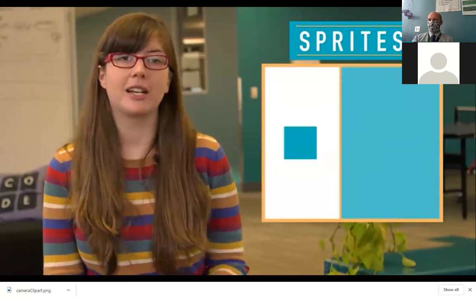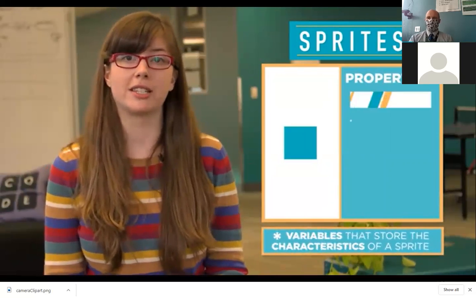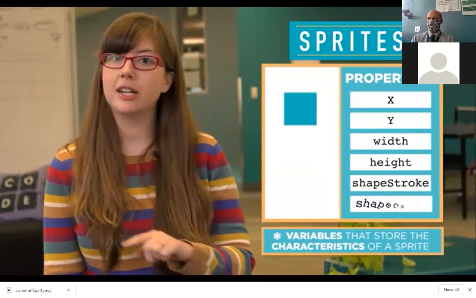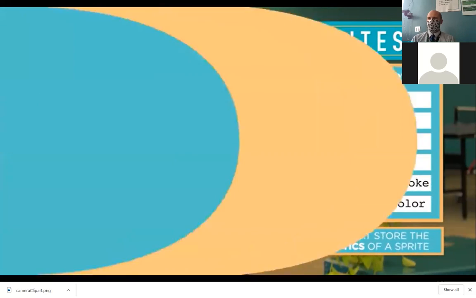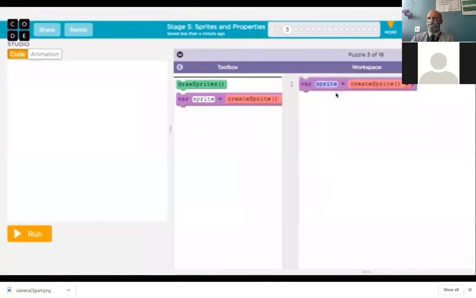When you make a sprite, it comes with properties, which are variables that store the characteristics of a sprite. Properties describe things like where the sprite is located on the screen, what it looks like, and what color it is. To create a new sprite, use the create sprite command. You can assign your sprite a label just like you would a variable. This code is creating a new sprite and giving it the label mySprite. But you can label it anything you like.